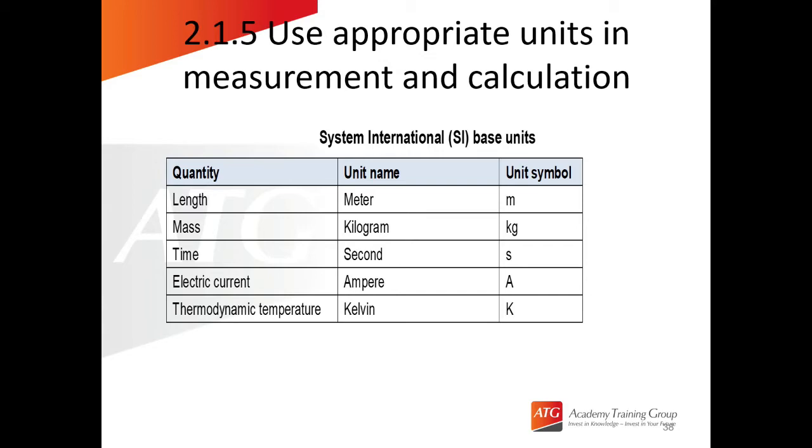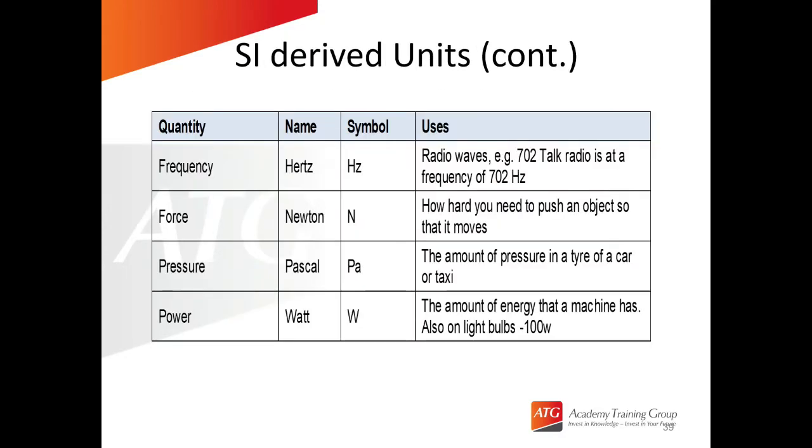Using appropriate units in measurement and calculation. In this table, you can see what is used from the System International base units. For length, we use meters; mass, kilograms; time, seconds; electric current, amperes; and thermodynamic temperature, we use Kelvin. For frequency, we use hertz. For force, Newton. Pressure, Pascal. And for power, watts.